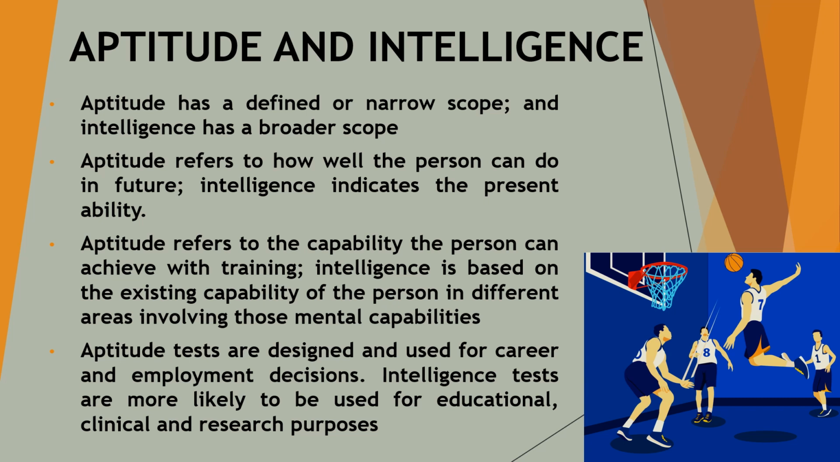Intelligence might help this person learn the rules of the game, understand different strategies, and make quick decisions on the court. Aptitude, on the other hand, would refer to the person's natural physical ability to play basketball, such as their speed, coordination, and agility. In this scenario, a person might be highly intelligent but have low aptitude for basketball. Then they might understand the game very well and be able to analyze the plays, but lack the necessary physical skills to perform on the court.